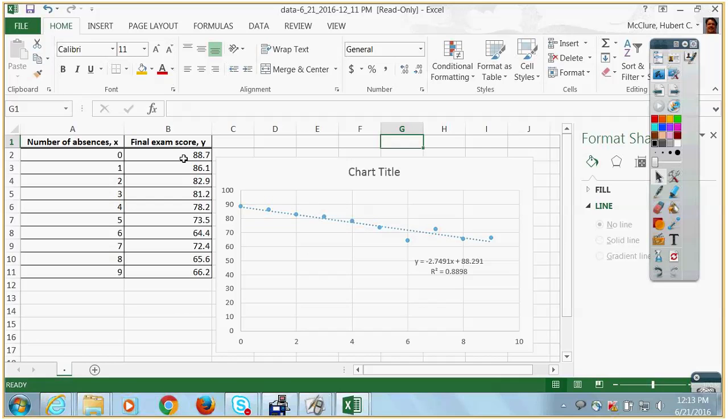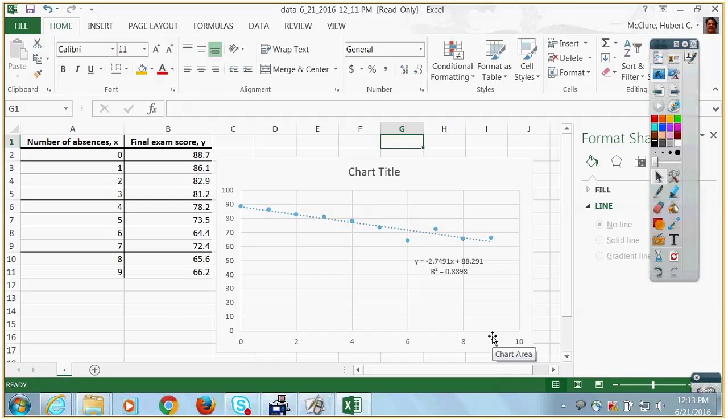As days go by that you miss, your average on the final exam goes down. And there is a correlation, a 0.89 correlation, between the days missed and the final exam average. So it looks like the average is dropping as the days you miss increase. So grade decreases as days missed increases. So there is a correlation.